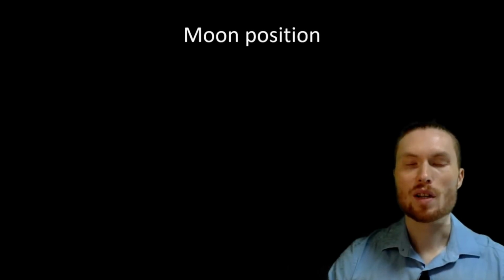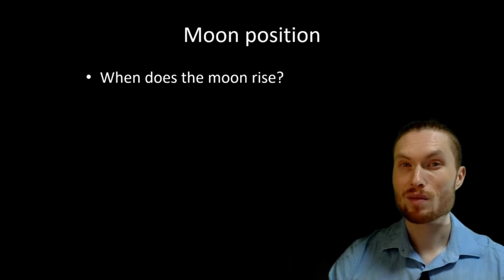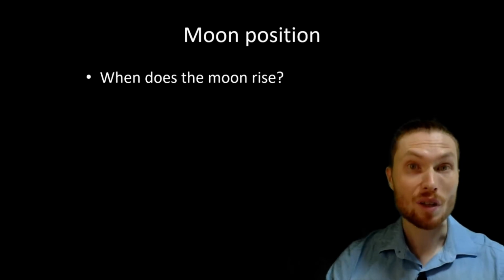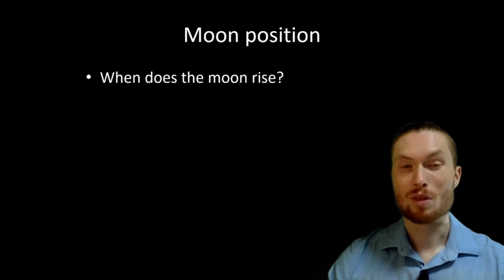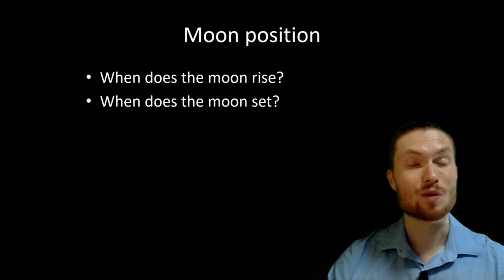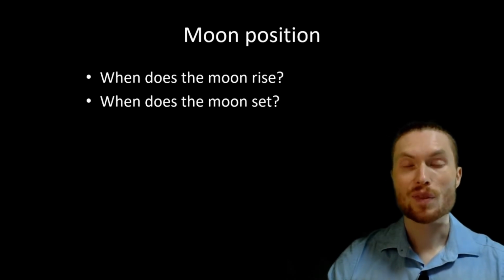Okay, now let's talk about moon position. So for example, when does the moon rise? Well, when does the sun rise? The sun rises at sunrise, 6 a.m. The sun sets at 6 p.m. But when does the moon rise and when does the moon set? Actually it's always different. Every phase of the moon rises and sets at a different time.